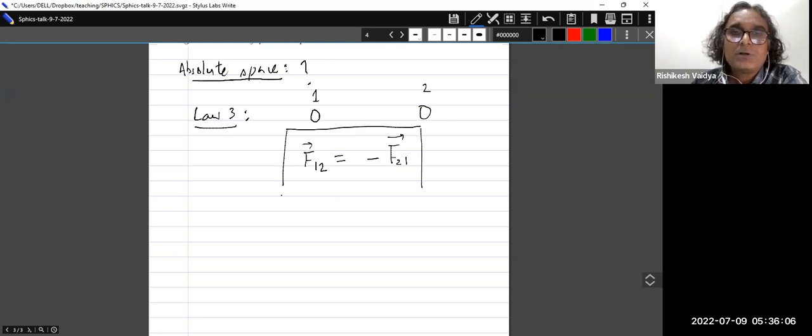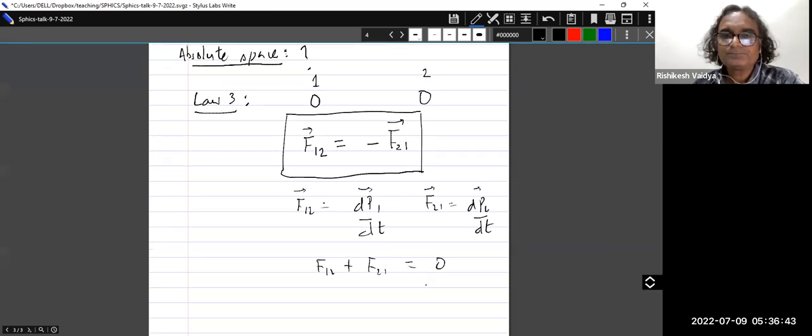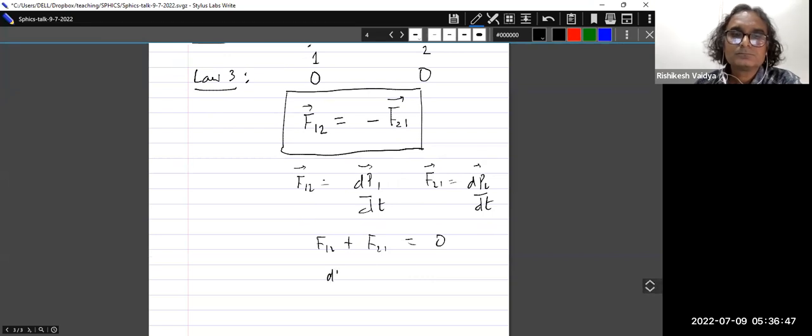Now, if one looks at it from the perspective of the second law, then if F12 is a force on body 1, then it is dp1 by dt. And F21 is dp2 by dt. So, given that F12 plus F21 is 0, this tells me that the momentum of a closed system is conserved. Okay.